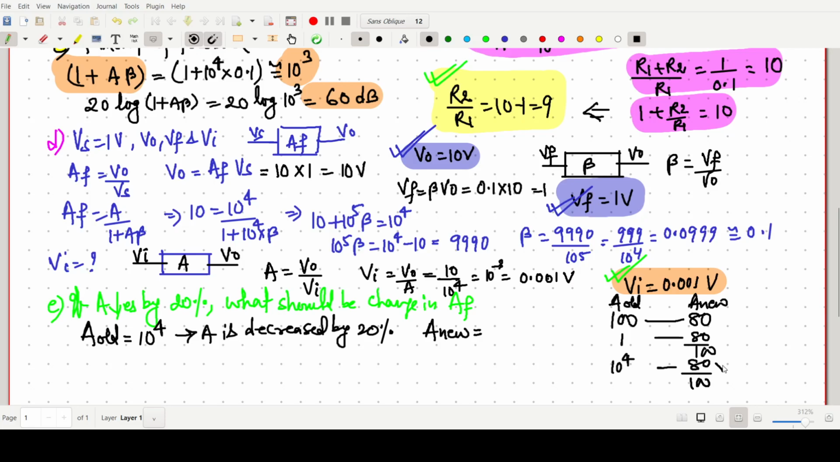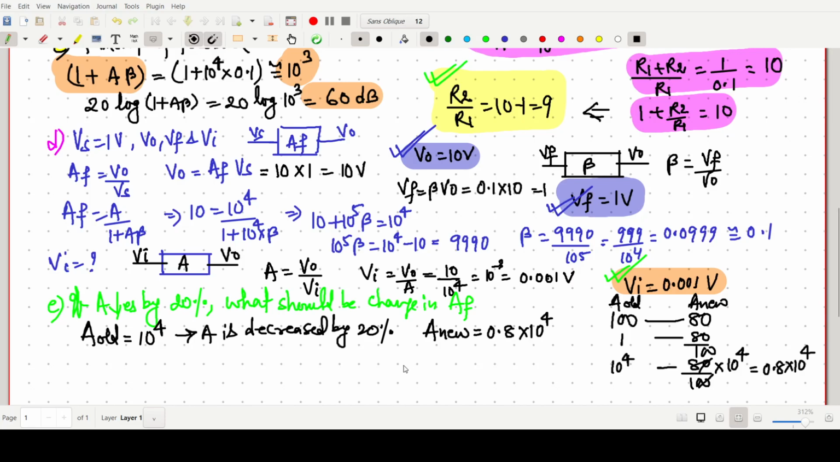This one is a unitary method to solve. Okay. So the zeros should cancel. It should be 0.8 into 10 to the power 4. So we can say the A new value will be 0.8 into 10 to the power 4. Okay, it is clear.